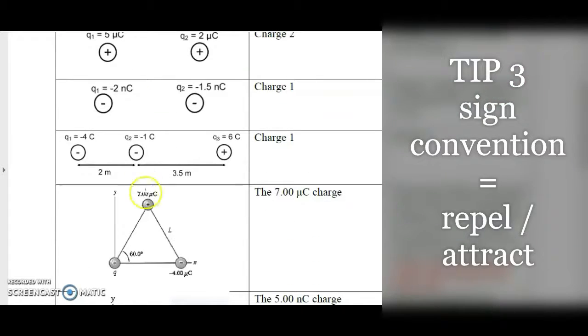Okay, so for charges more than 1, you focus on each interaction separately. So first you look at 1 and 2 and decide whether it's attract or repel, and then you look at 1 and 3 and decide whether the force is attract or repel. I did not mention 2 and 3 because you are focusing on charge 1, so the interaction between charge 1 and the other charges. Q2 and Q3 does not involve 1, so we can ignore those interactions.